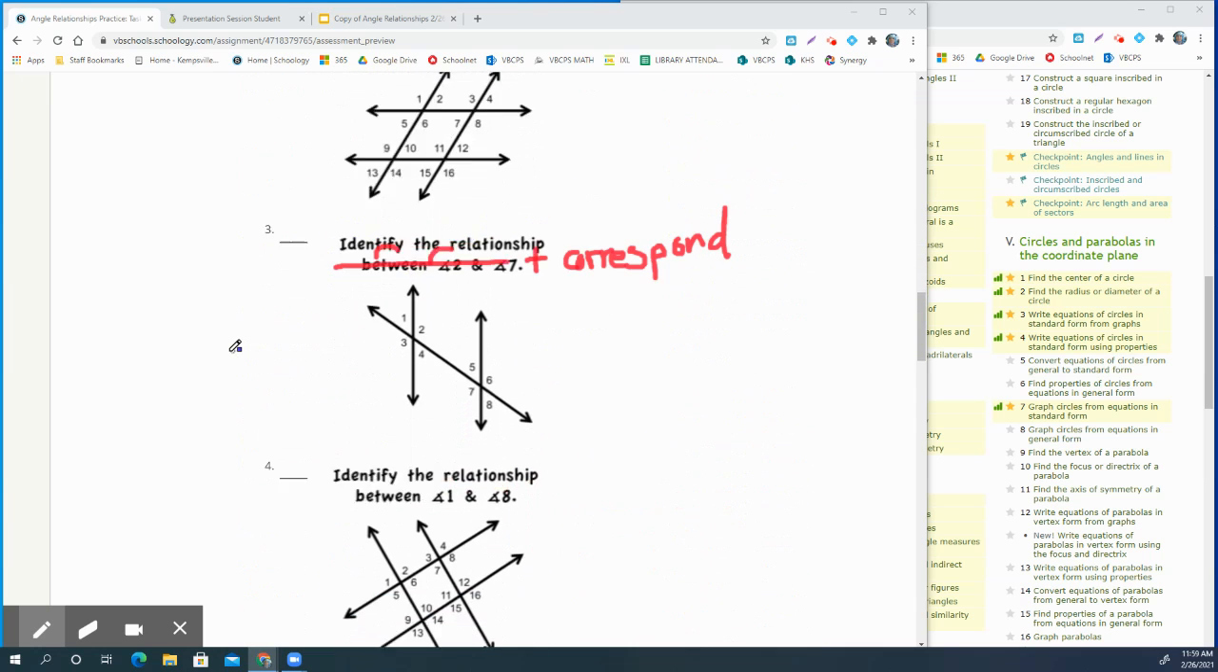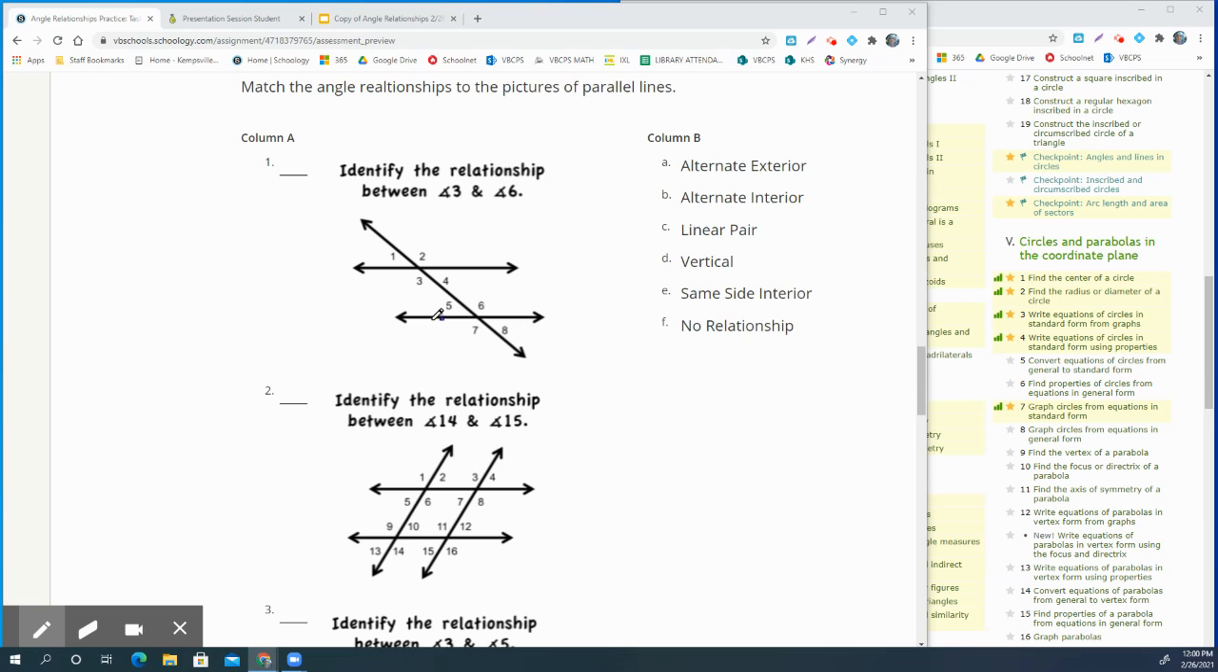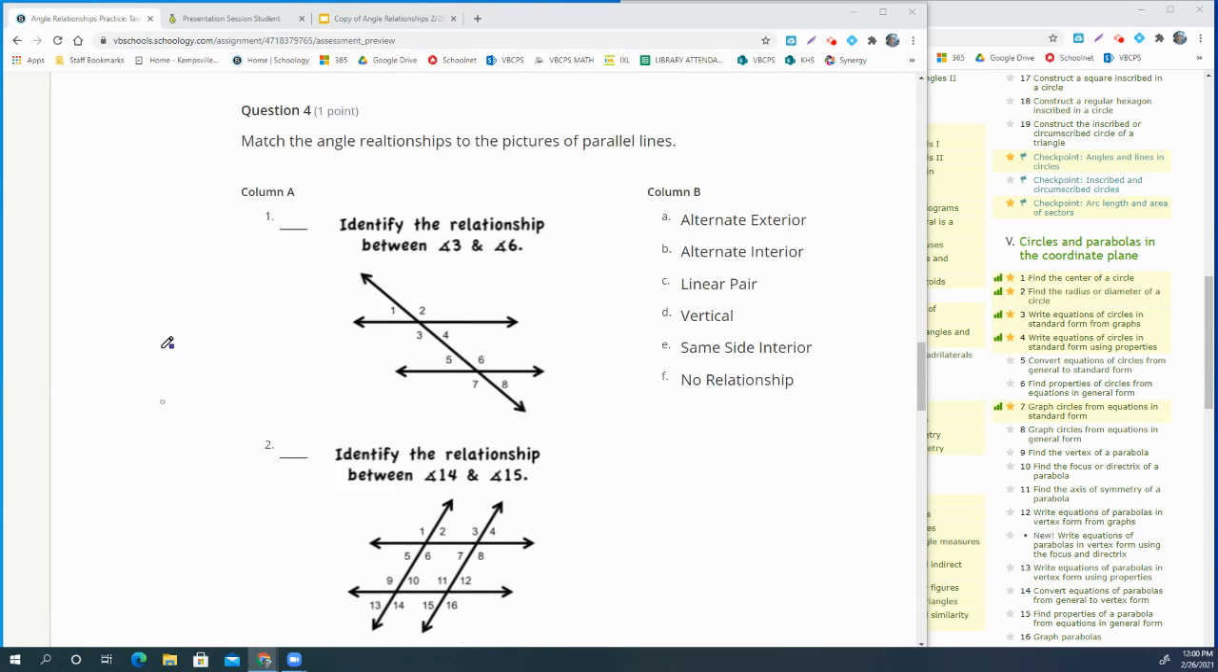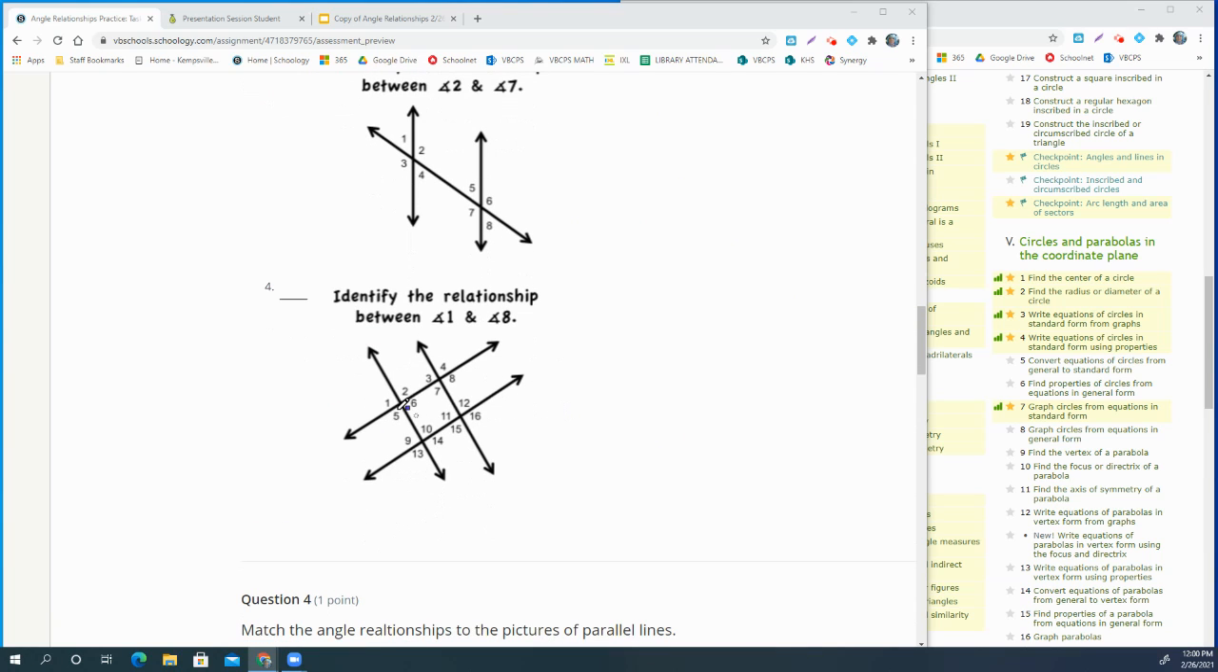Number 4, 1, 2, 3, 4, A. This one? Question 3, number 4. Question 3, number 4. This one? 1 and 8. So 1 and 8.